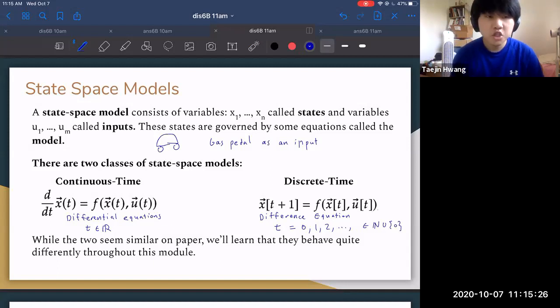And while these two systems kind of look similar on paper, you have this f of x and u. We're going to learn a lot in this module that the two behave very differently because one of them is continuous and one of them is discrete. They're fundamentally different systems.